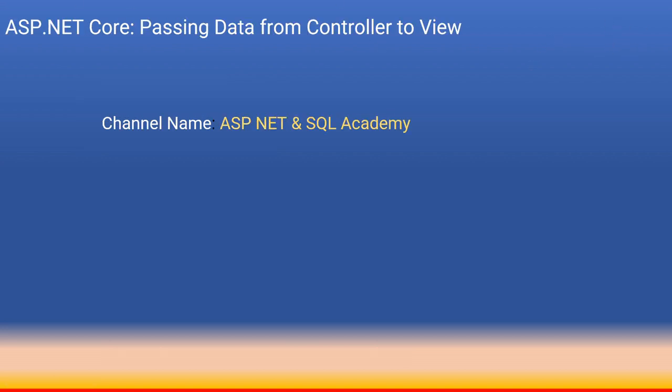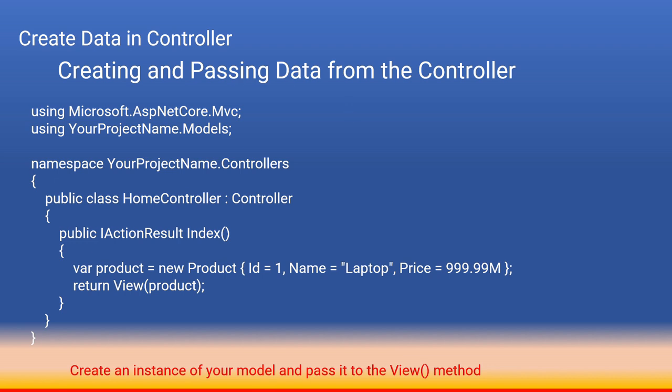Welcome. In this video, we will learn how to pass data from a controller to a view in ASP.NET Core. This is a fundamental concept for building dynamic web applications. The first step is to create the data that you want to display in the view. In this example, we will create a product object with some sample data.